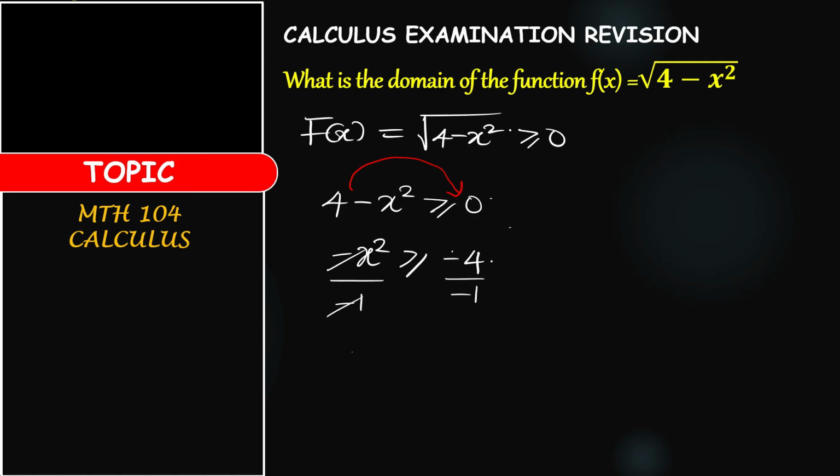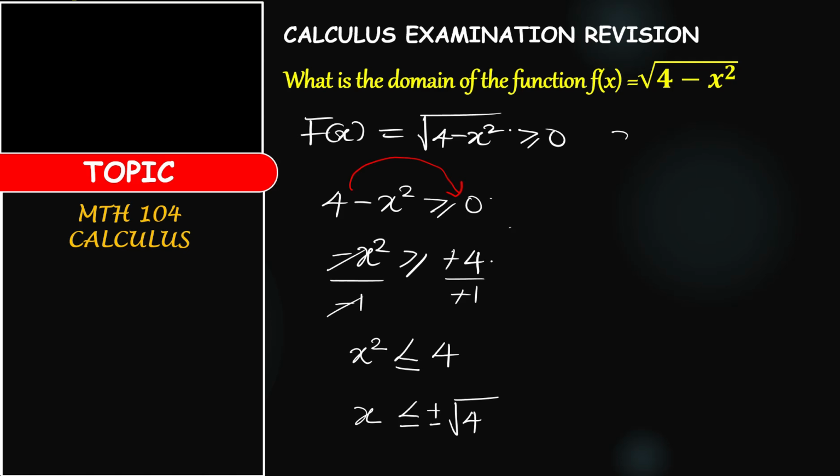Now, whenever you divide by a negative sign in an inequality, the sign changes. So this will give us this. This cancels this. Here will give us what? 4. So here will be x squared is less than or equal to 4. x will be less than or equal to plus or minus the square root of 4.